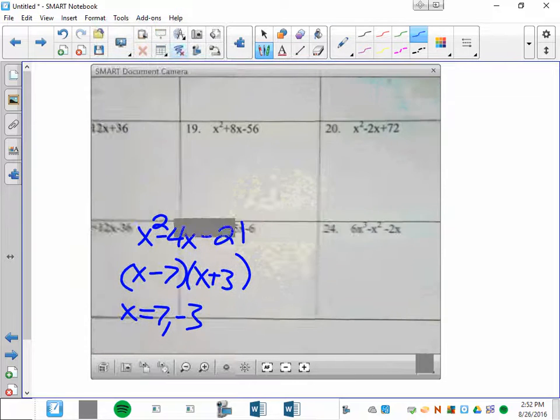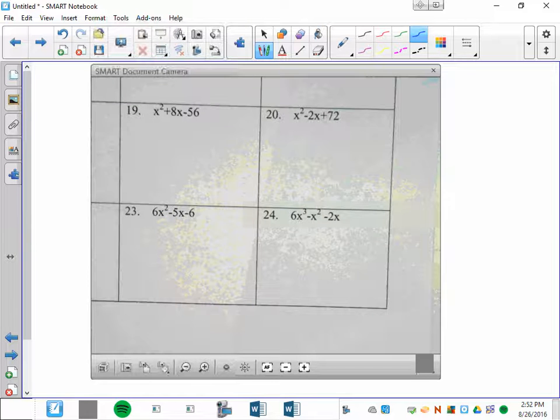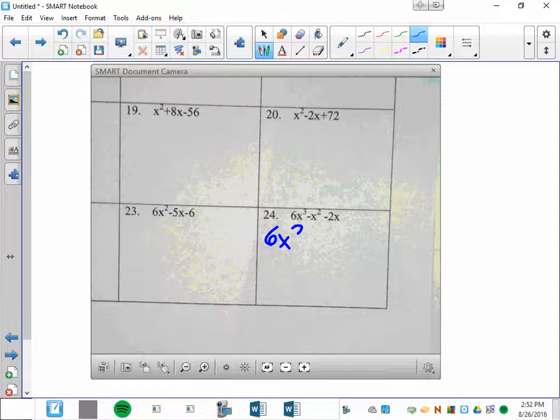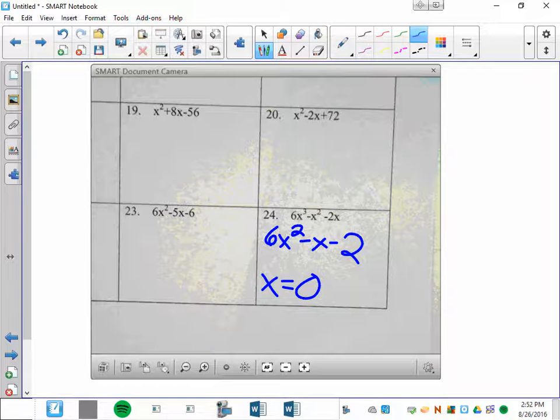Let's go to the end. Can I pull out anything on the last one? An x. So if I pull out an x, I'm left with 6x squared minus x minus 2. Is that x needed? Yes. Why? One of the roots is 0. So x equals 0. Okay?